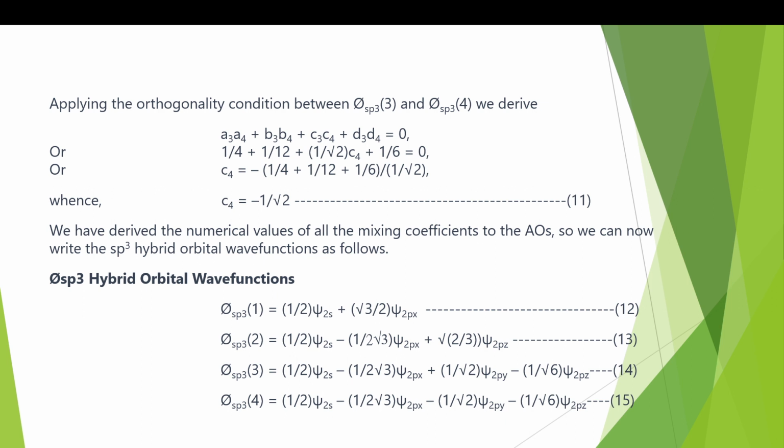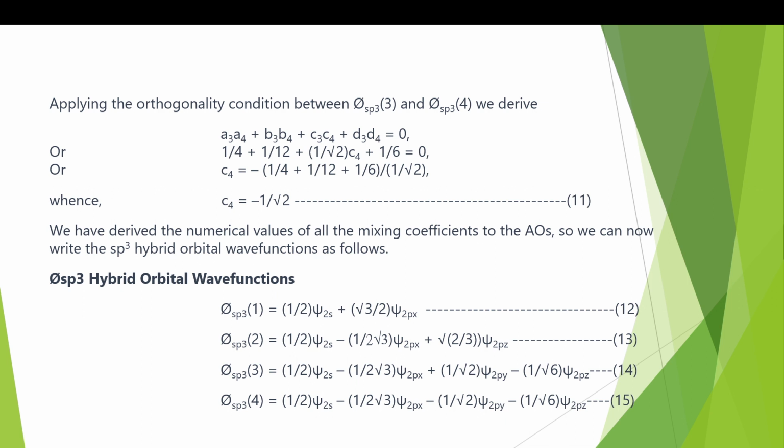See, we have derived all the numerical values of the coefficients a1, a2, a3, a4, b1, b2, b3, b4, c1, c2, c3, c4, d1, d2, d3, d4. Now we can put these values in equation 1. Therefore, we get equations for the four sp3 hybrid orbital wave functions as follows. Equation number 12, 13, 14 and 15.